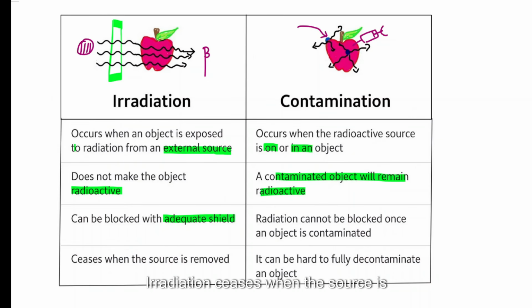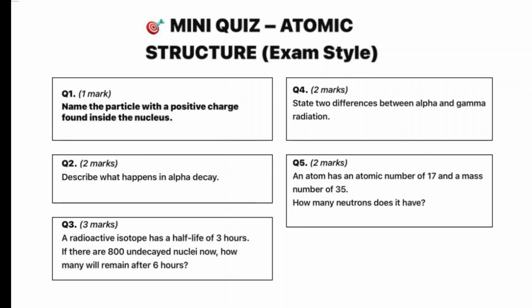Irradiation ceases when the source is removed. You remove the source and it is not being irradiated anymore. However, it can be hard to fully decontaminate an object because even if an atom remains, it is still contaminated. Here are some questions on atomic structure for you to try. Please pause the video and do these questions.